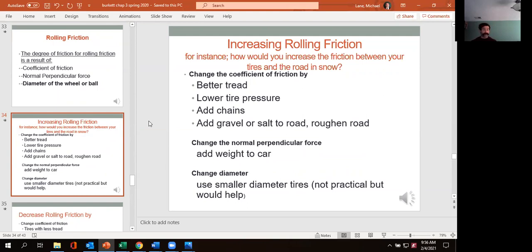Now, we can also just increase the weight of the object, so we increase that normal perpendicular force. That's why people put sandbags in the back of trucks when it gets more wintry, to make them drive a little bit safer. And of all things, using a smaller diameter tire actually does help with increasing our rolling friction.